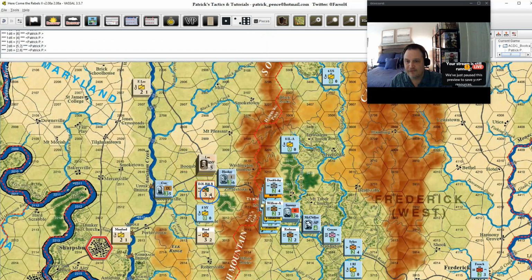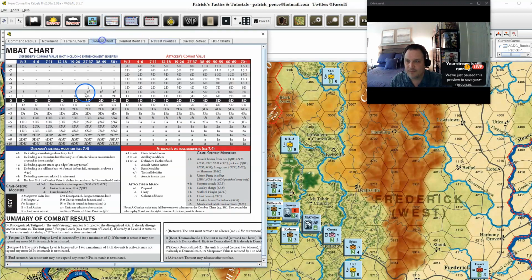With a full rout, so the next worst one on the combat chart is the big R, which is a rout. Not only are they going to have to move away 4 hexes minimum, maximum of 6, but they're also going to become demoralized.